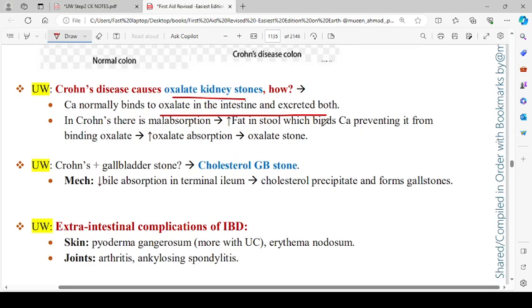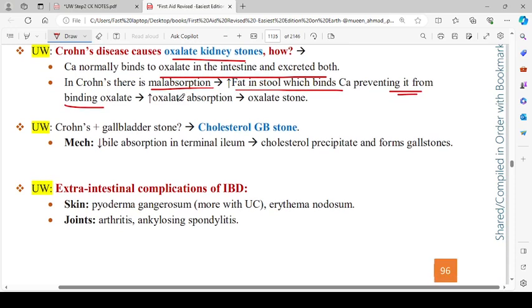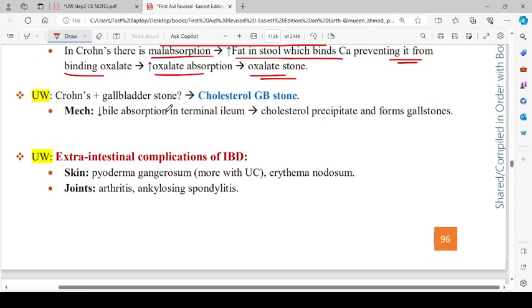Calcium normally binds to oxalate and both of them are excreted. In Crohn disease, there is malabsorption that causes an increase in fat in stool which binds the calcium, preventing it from binding the oxalate. That causes oxalate absorption and causes the formation of oxalate stones.